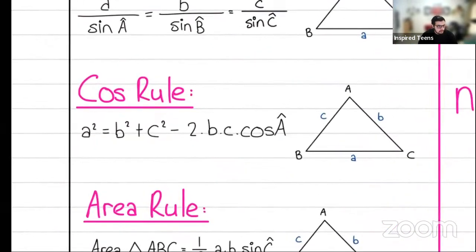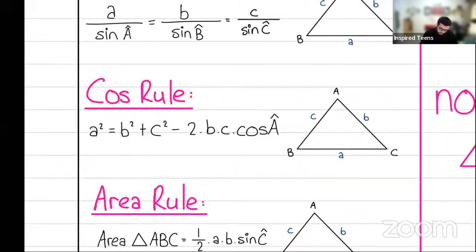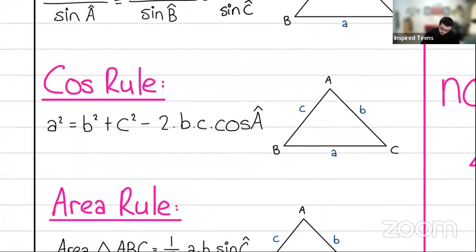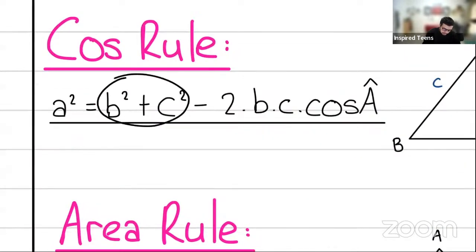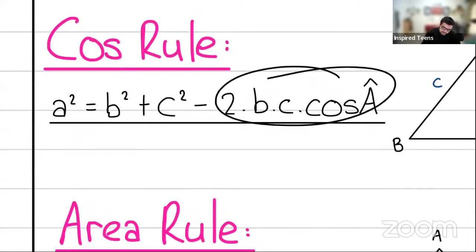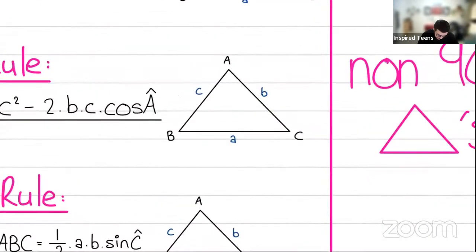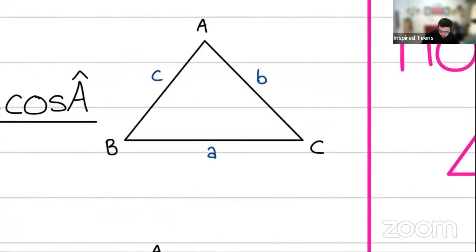Let's have a look at the cos rule. We're working with the exact same triangle, and the labeling is the exact same as the sine rule. But now let's have a look at this: a squared is equal to b squared plus c squared minus 2bc cos A. So essentially what we're working with in the cos rule is that one of the sides is left alone, the subject of the formula.